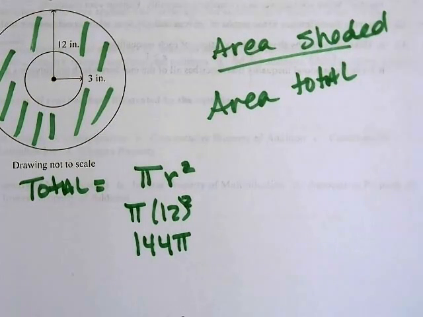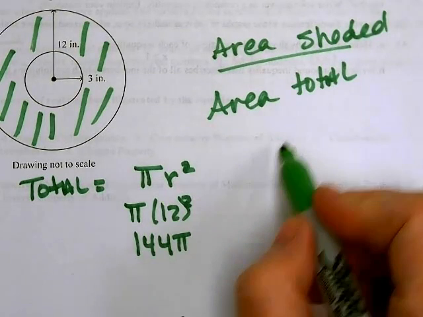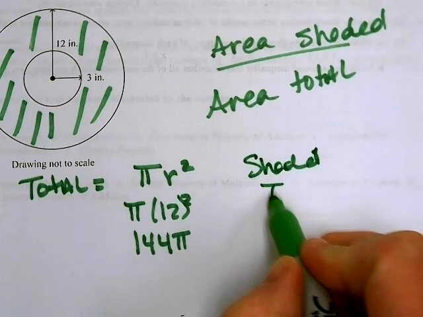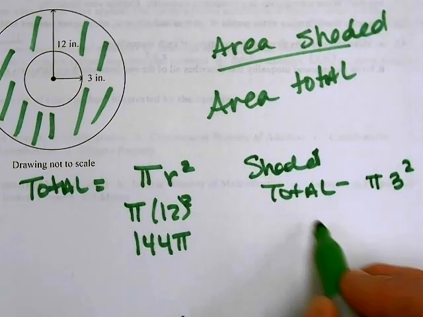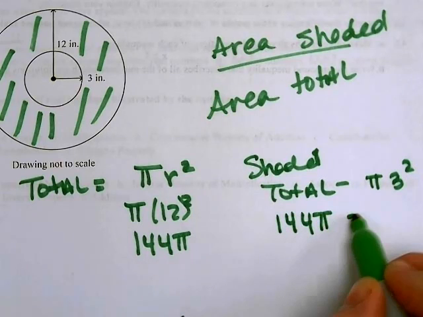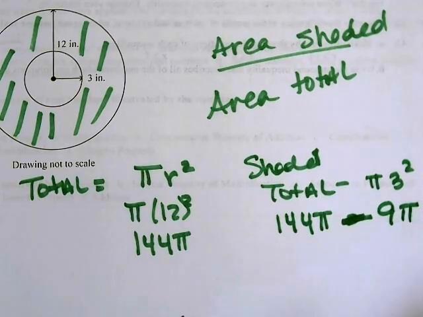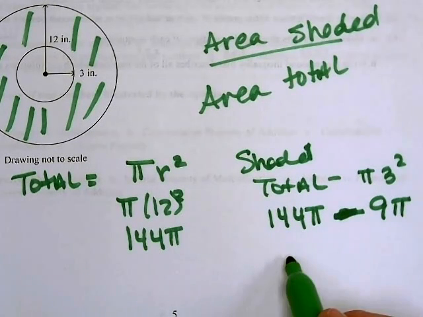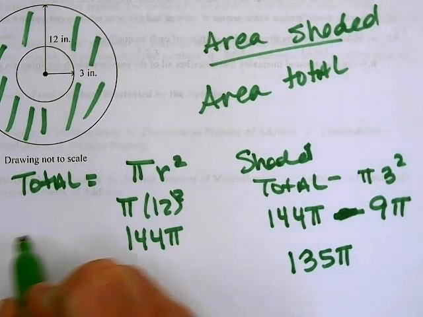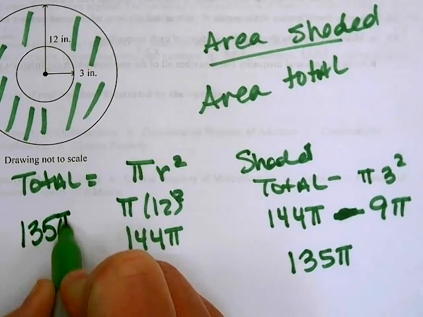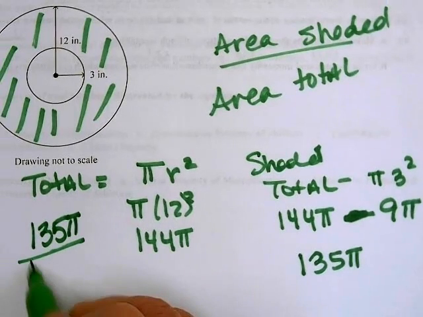What's the area of the shaded region? It's the total minus pi times 3 squared, right? So it's 144 pi minus 9 pi, which is how many pi? Which makes it 135 pi. Okay, so what is the probability that the dart will land in the shaded region? 94%. 135 pi over 144 pi.